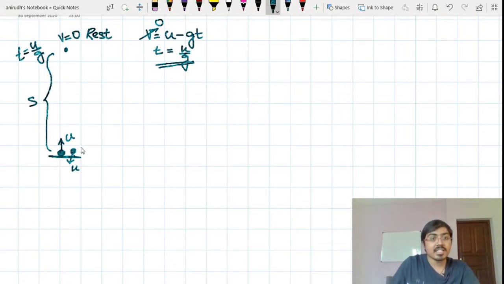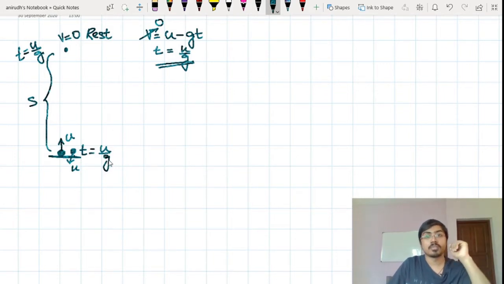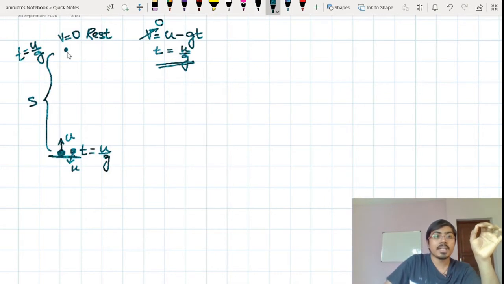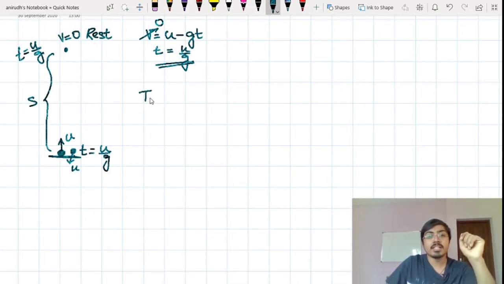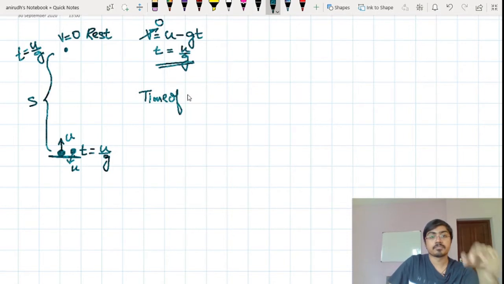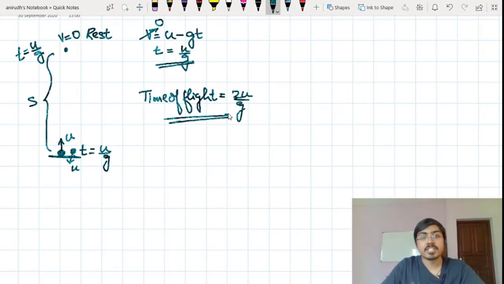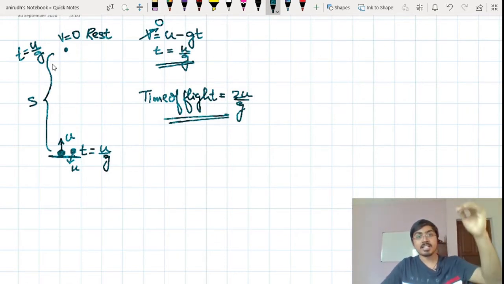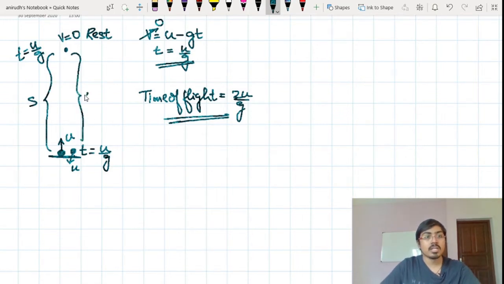And when will it reach the ground? Again time is equal to u by g. So after another u by g, it reaches down. The total time taken by this ball to go up and come down, the time of flight, is u by g plus u by g, which is equal to 2u by g. This is one of the most interesting features. If it covers s distance upwards, it also covers the same s distance down, so the distance traveled is 2s. Displacement is 0 because the initial position and final position are the same.